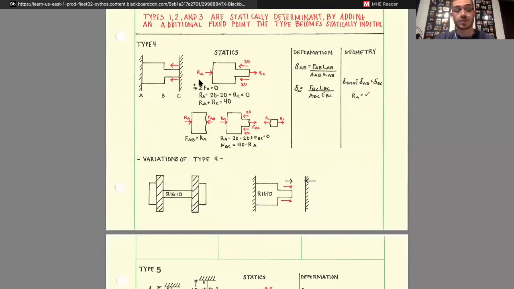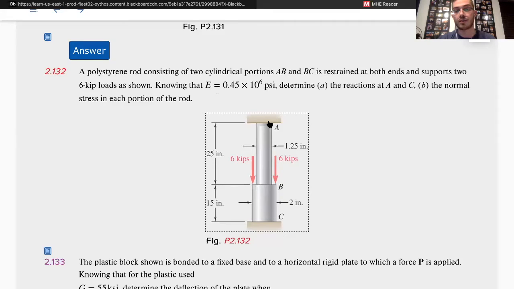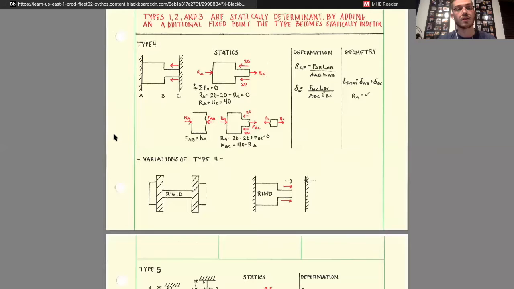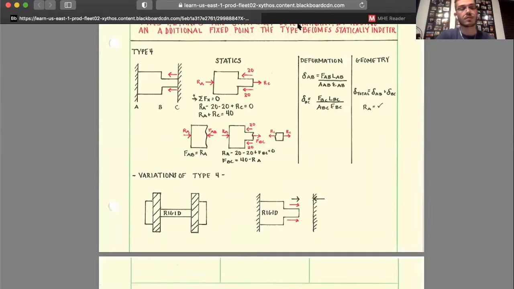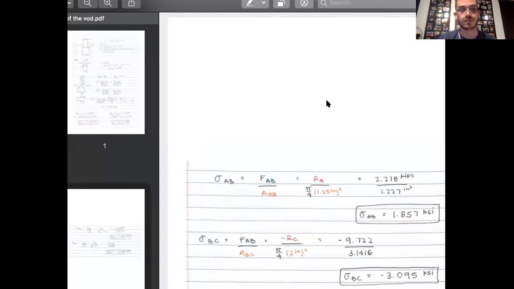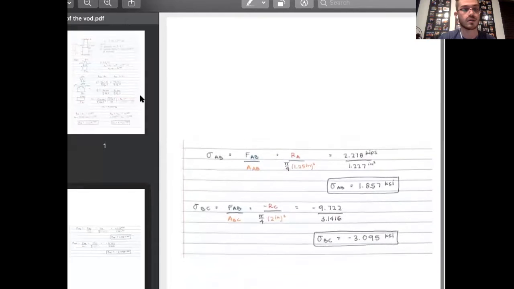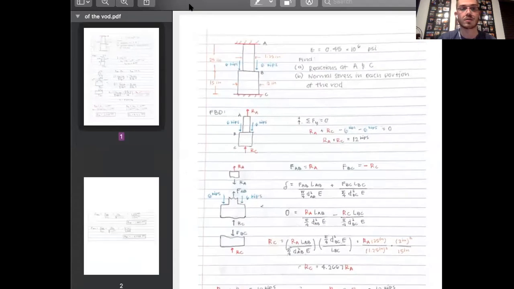We know that this particular question is a type 4 because the two rod portions are confined in between two fixed points, which you can see on the top here and on the bottom, which is identical to type 4 according to the notes. Knowing this, we can proceed to my notes here to see how we solve this particular question.